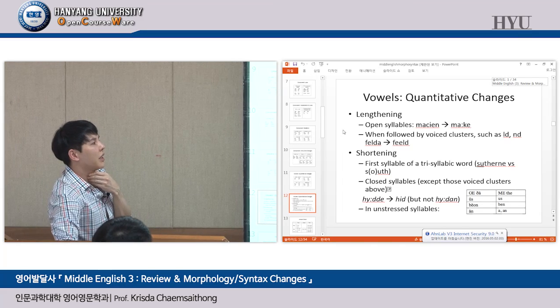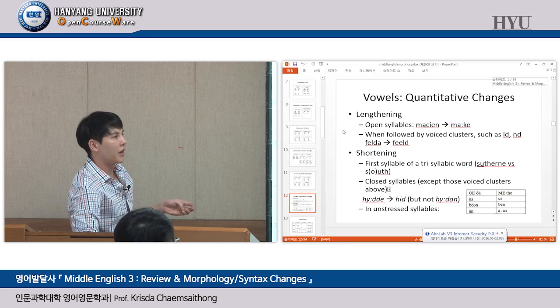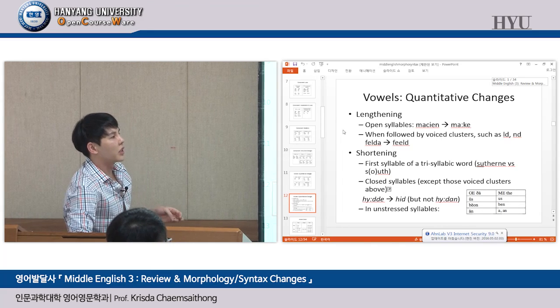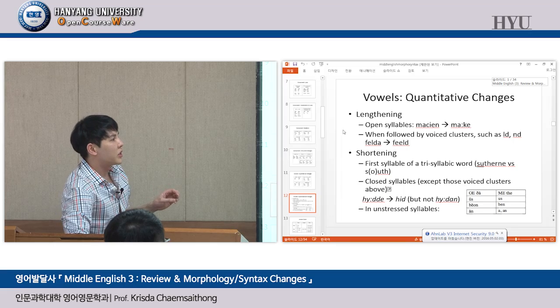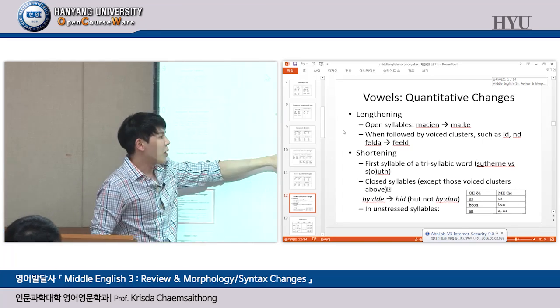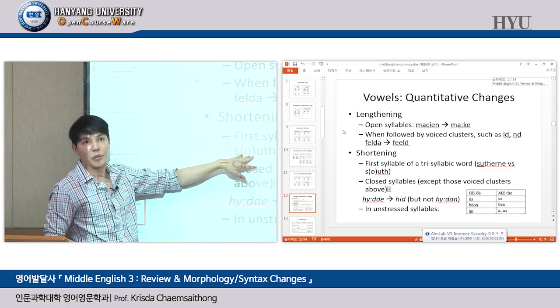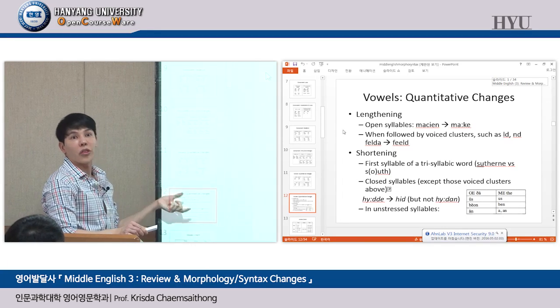And then shortening, so this is the opposite of lengthening, right? So you have shortening in the first syllable of a trisyllabic word. So we have suterne and sooth, right? So in this case, in modern English, present day English, we pronounce this as south, but we pronounce this as southern, right?